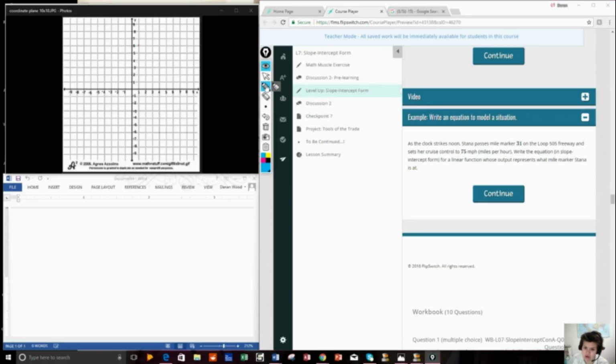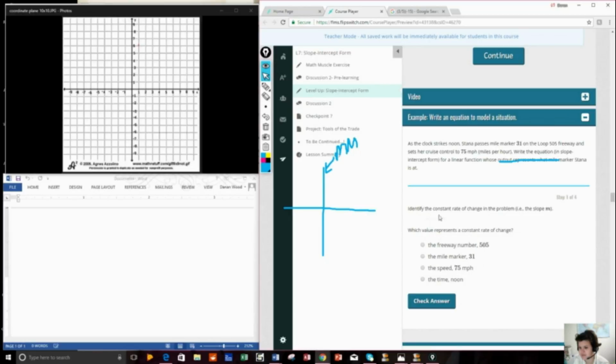Okay, so I'm going to draw a graph really fast to visualize what they mean by the output. The output represents what mile marker Stana is at, so your output is represented by the y-axis. I'm going to use mm to represent mile marker. So our y-axis is going to be mile marker, and our cruise control was 75 miles an hour.